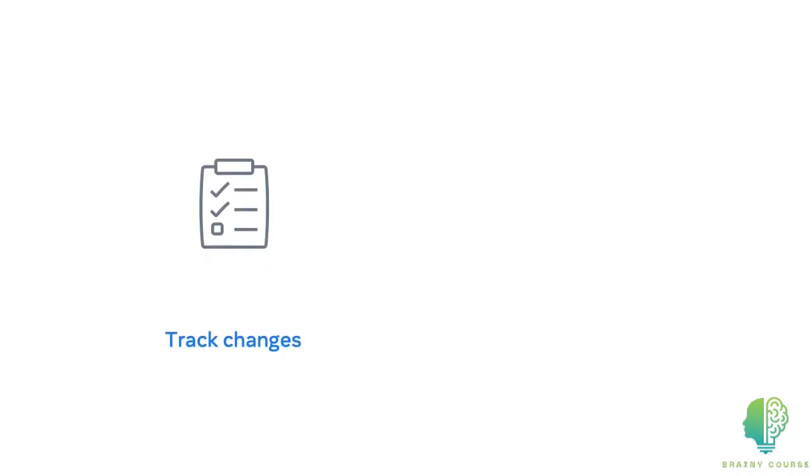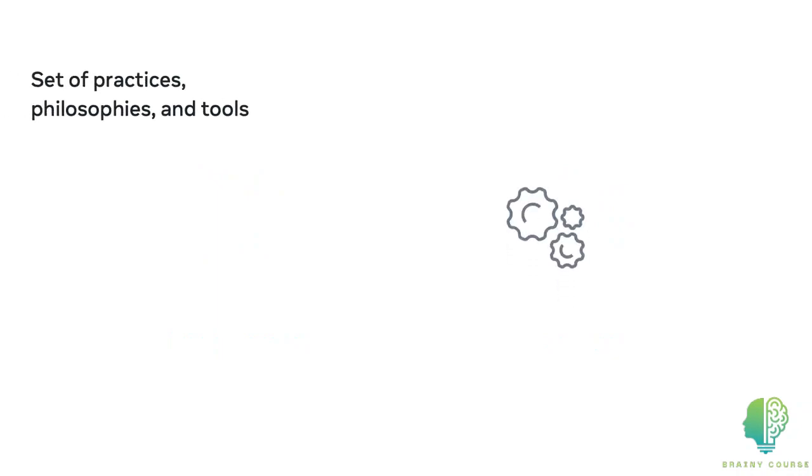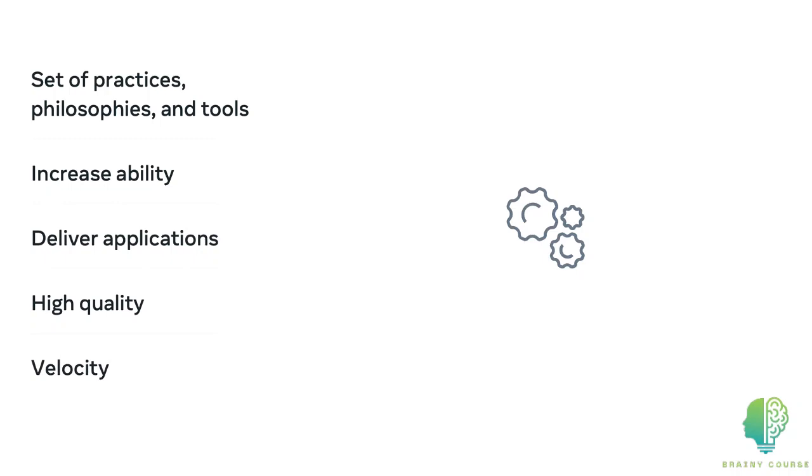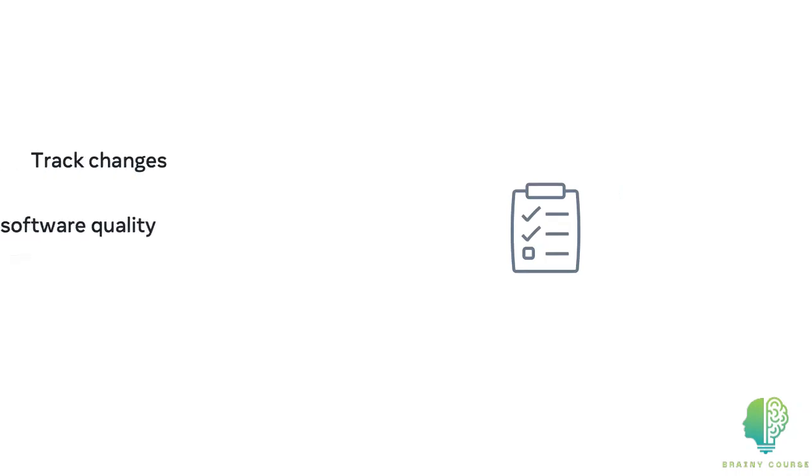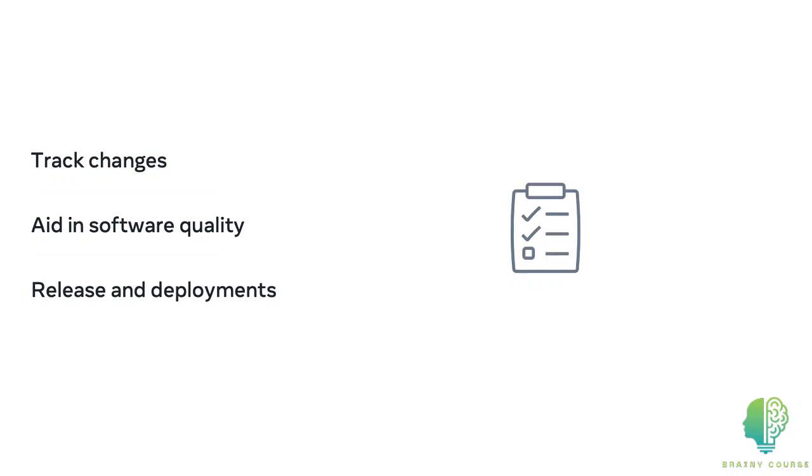The ability to create and deliver code on a wide scale is complex and time-consuming. Version control helps keep track of all changes. It plays an integral role in the explosion of development operations, or DevOps, as it's commonly called. DevOps is a set of practices, philosophies, and tools that increase an organization's ability to deliver applications or services to a high quality and velocity. Version control is a key tool in this process, and it is used not only to track all changes, but also to aid in software quality, release, and deployments.